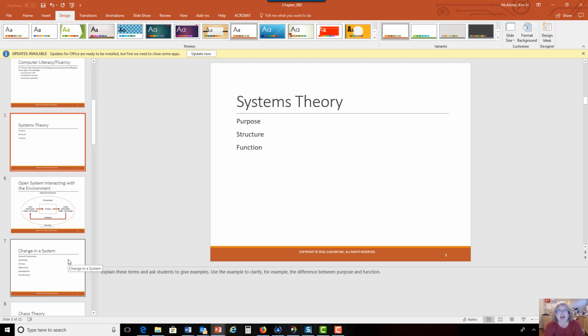So when you're looking at what kind of information system we want to provide for the hospital, we need to look at the mission statement of the hospital, and that will help to focus and drive what our purpose is for the system. You want to find a system that is going to help you achieve it. The structure is, what will it look like? Is it going to be hierarchical? Is it going to be a web structure?